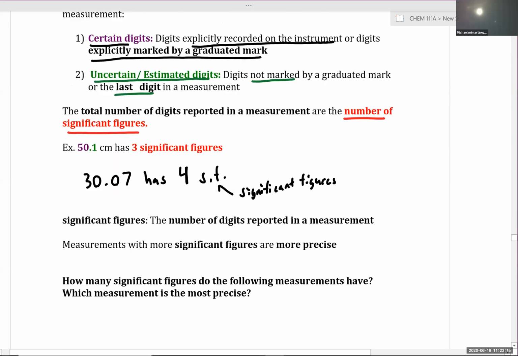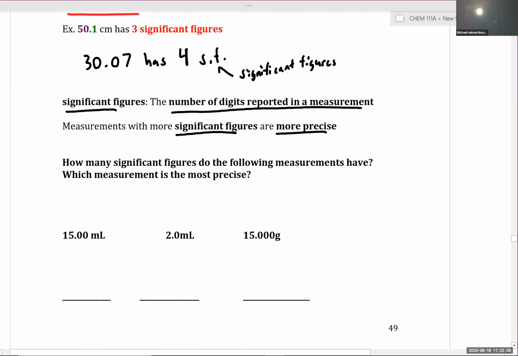Okay, so significant figures can be thought of as the number of digits reported in a measurement. Measurements with more significant figures are more precise in general. So let's take a look at the following 3 measurements, and let's try to answer the question: how many significant figures do the measurements have, and which measurement is the most precise? Let's start with this first example. We'll talk about rules for identifying whether a 0 is significant. For these examples, you can assume that all the zeros written are significant, and they in fact are significant.